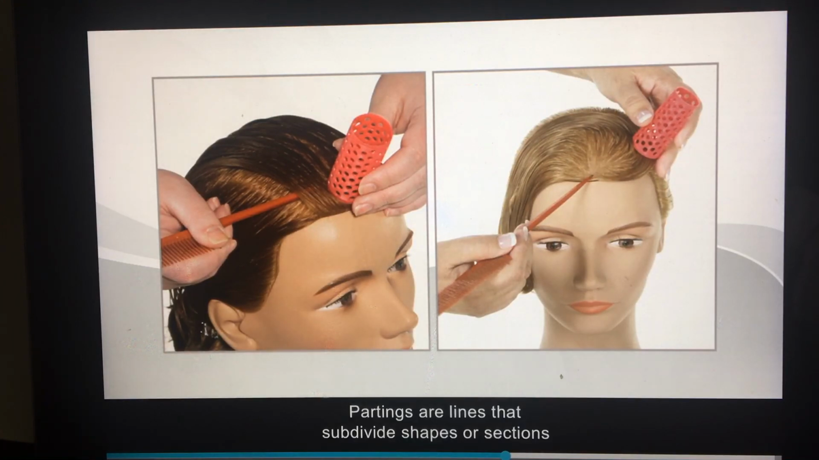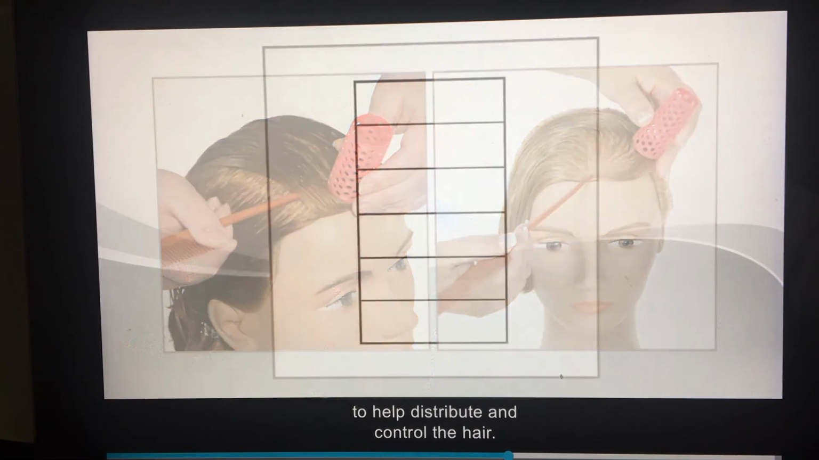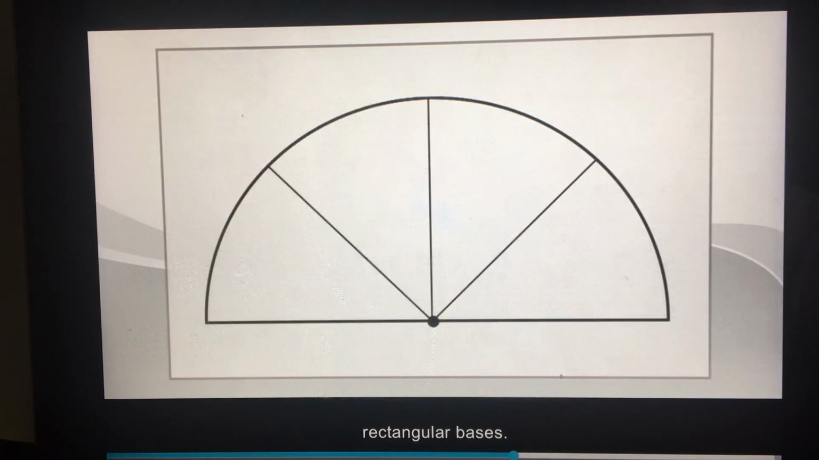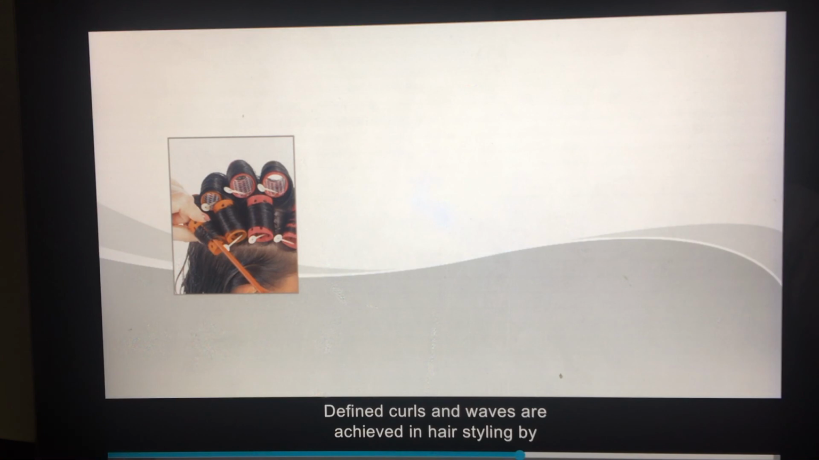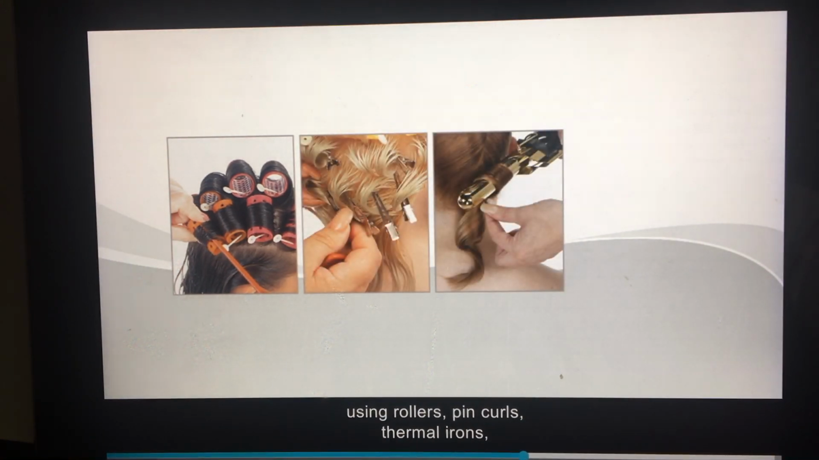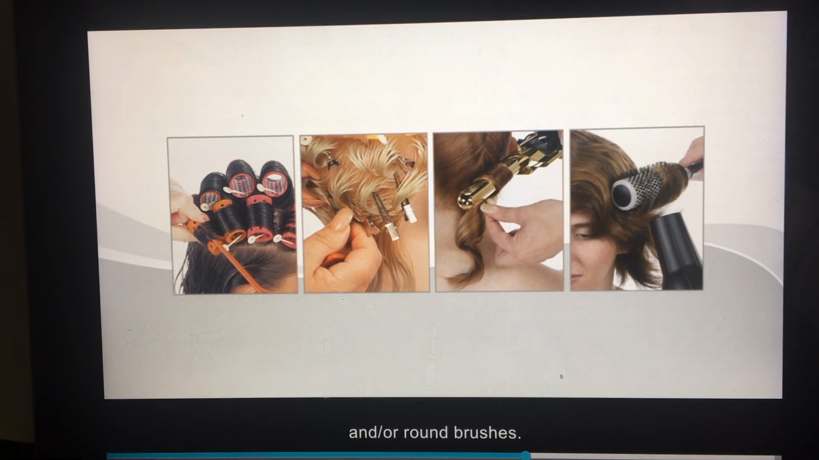Partings are lines that subdivide shapes or sections to help distribute and control the hair. Horizontal partings within this rectangle shape create rectangular bases. Radial partings within this circular shape create triangular bases. Defined curls and waves are achieved in hairstyling by using rollers, pin curls, thermal irons, and/or round brushes.